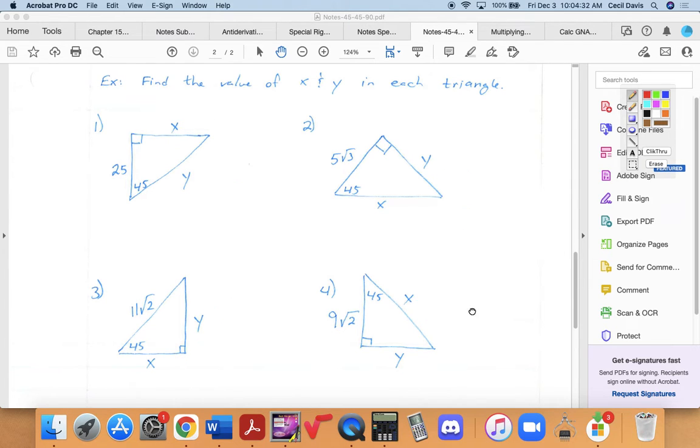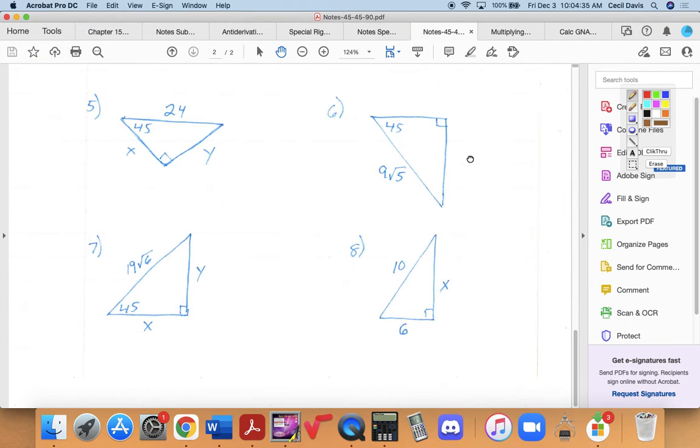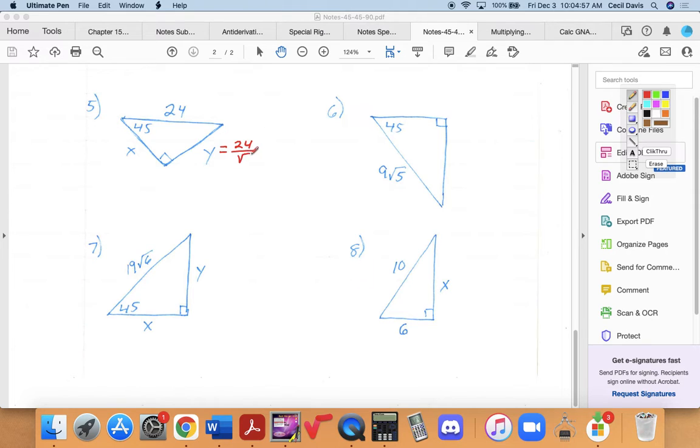All right, let's move on. On this one, the hypotenuse is a whole number. Well, that's different. But the way we work it is still the same. When we're going from the hypotenuse to the leg, are we going to be multiplying or dividing? We're going to be dividing. And we're going to divide 24 by square root of 2. Can we cancel here? No. Always look to see if you can cancel first.